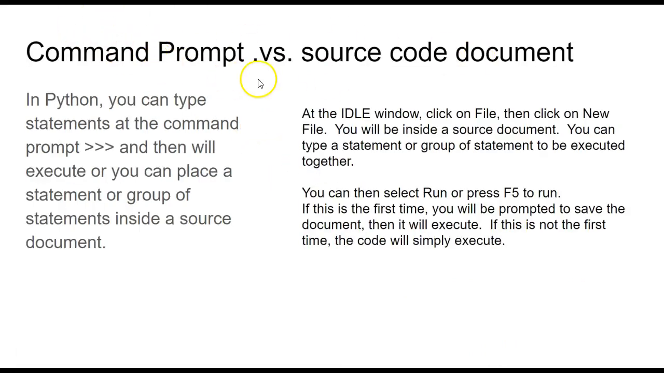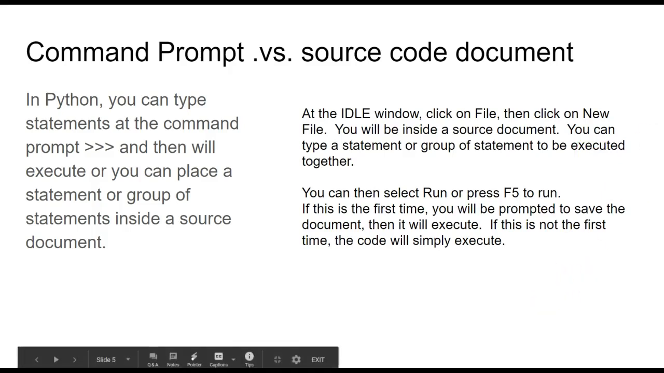So we have the command prompt as we saw, which would be the three greater than signs, where we can type anything we want and hit enter. Also, at the IDLE window, we can run our code from the source code document. We can create a group of code. So at the IDLE window, we can click on File and click on New, and we'll be inside of a source document. So let's see that happen.